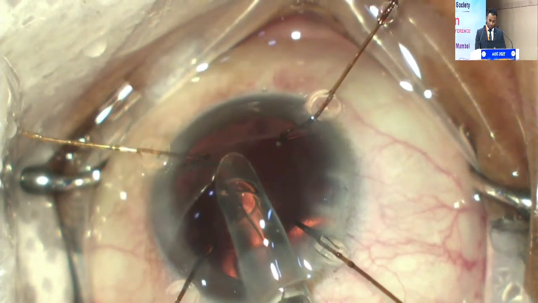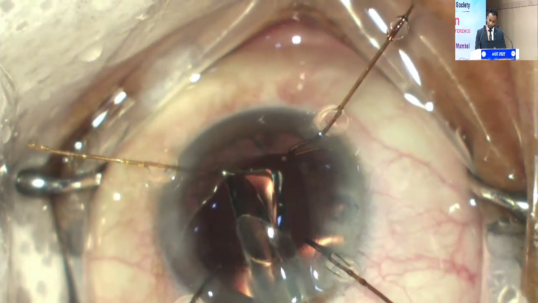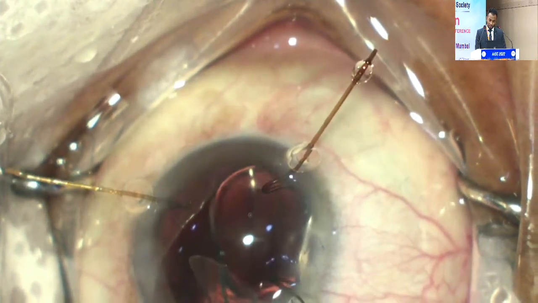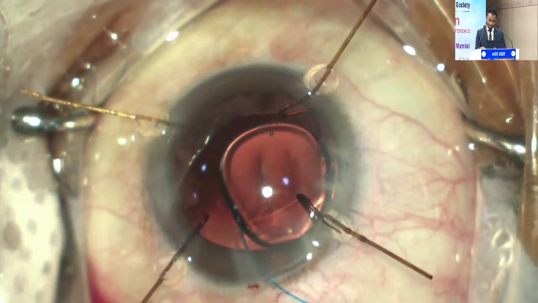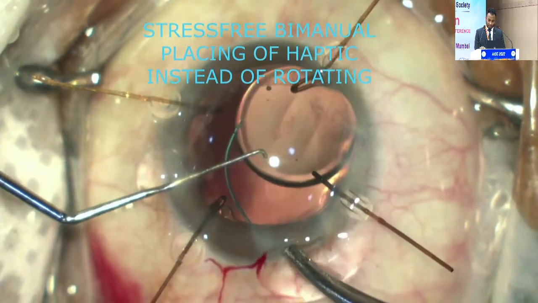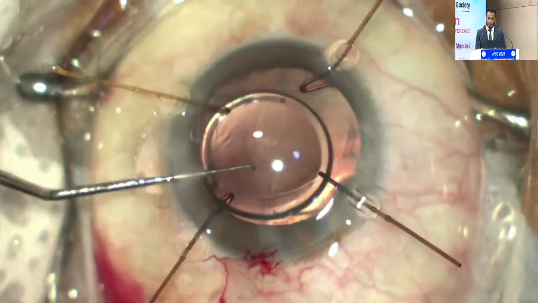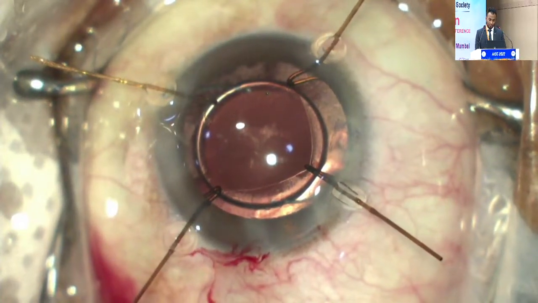Next, a 3-piece IOL was inserted. The trailing haptic is important in these cases where there is a lot of zonular stress: not to dial it, but you can just place it. I use a bimanual technique where I just depress the optic and place it under the margin instead of dialing and rotating it, because that will cause more disruption of the zonules.